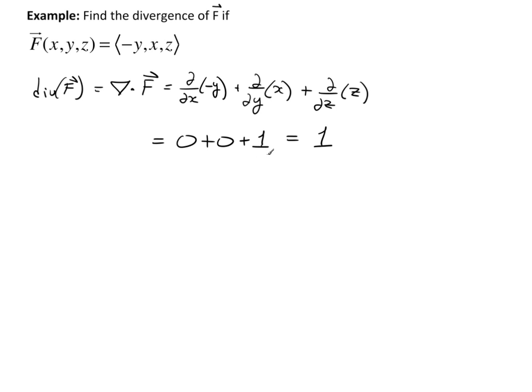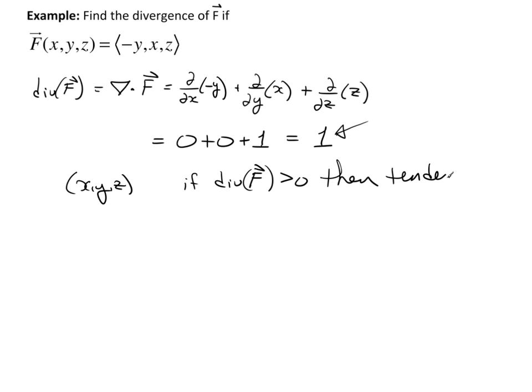Now, let's talk about this positive value 1. This positive value 1 tells me that the tendency at that specific point, some point x, y, z, is to flow away. So the tendency is to flow away from this point.